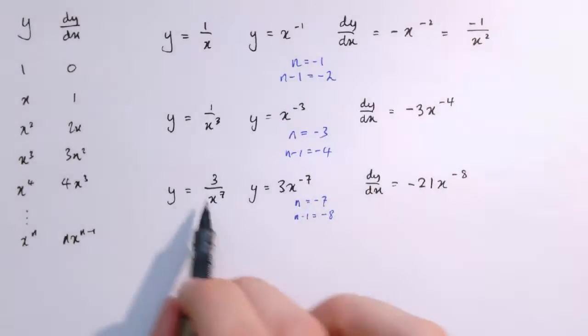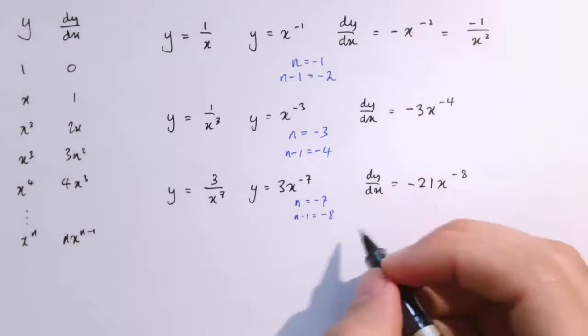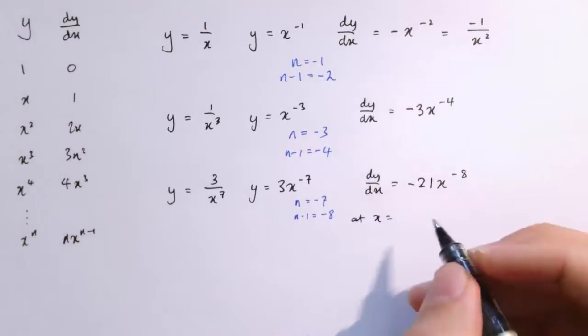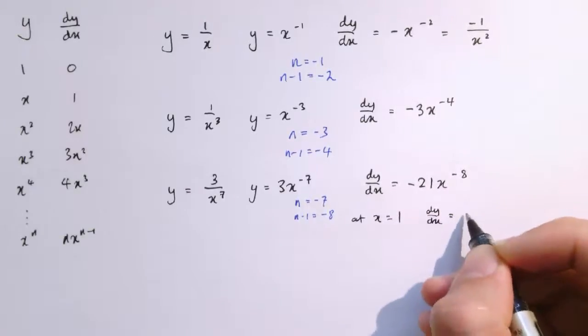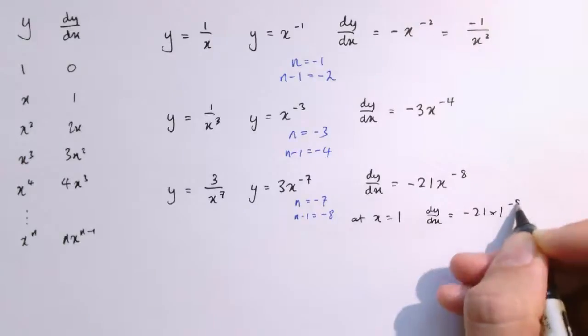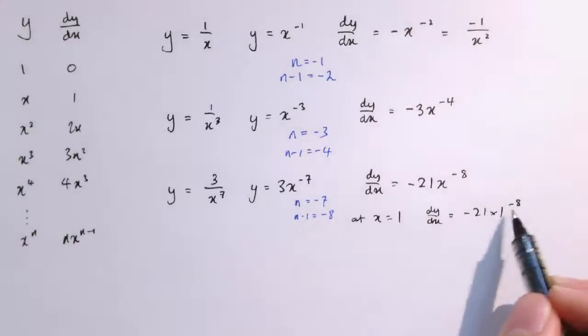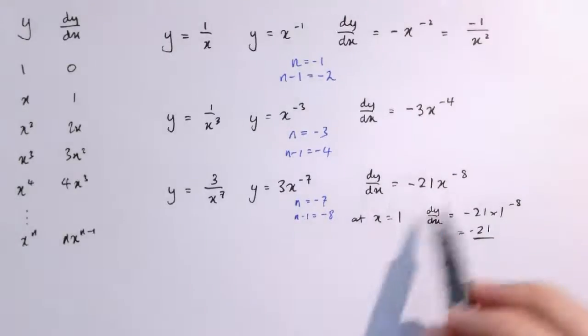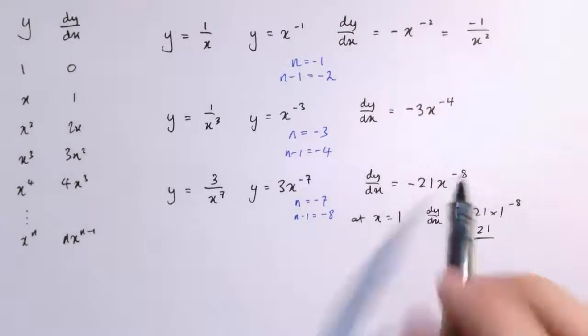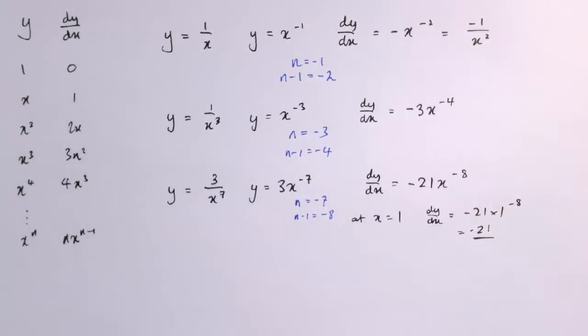So if I wanted the gradient of this function at x equals 1, say, I'd just say that dy by dx equals minus 21 times 1 to the minus 8. 1 to any power is just 1, so actually this would just be minus 21, and we could do that for any other point as well. We might need to use the calculator to work out some of the powers of minus 8 there.